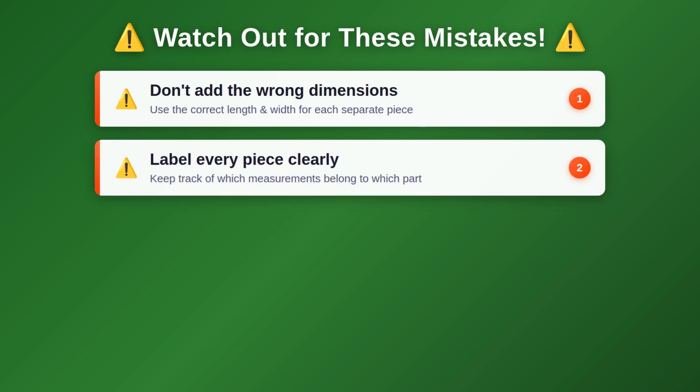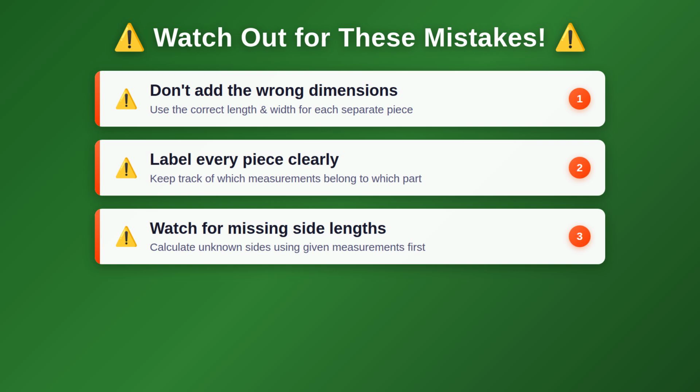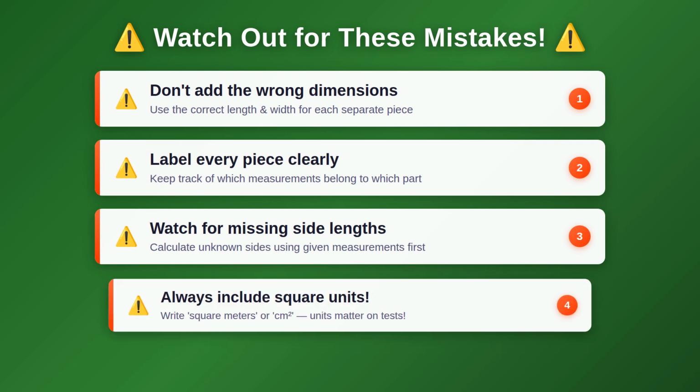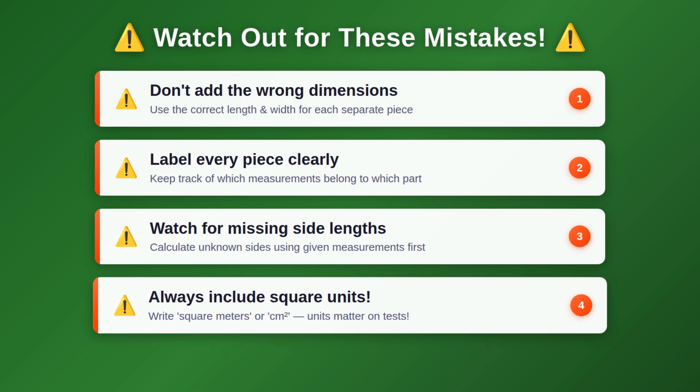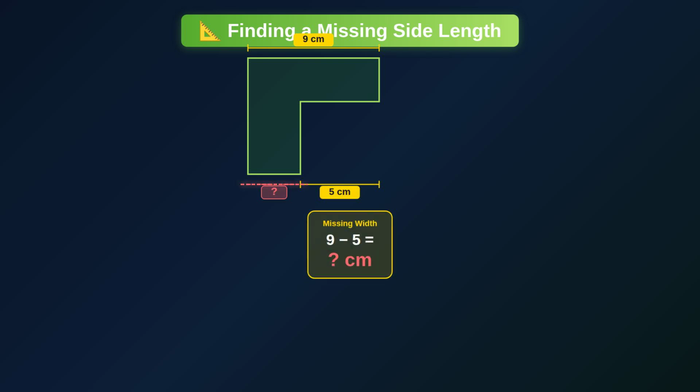Even Maya made a few mistakes before getting the hang of this, and that's totally okay. Here are the big ones to watch out for. First, make sure you're using the right dimensions for each piece. It's easy to mix up the lengths when the shape is split. Second, label every piece clearly so you don't lose track. Third, sometimes you need to calculate a missing side length using the other given measurements. And fourth, always write square units in your answer, like square meters or square centimeters. Units matter on tests.